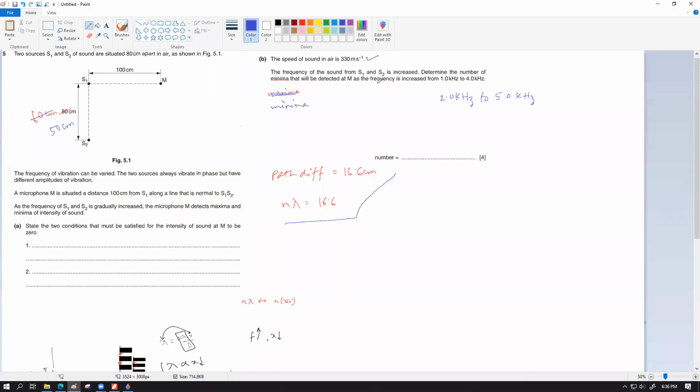We're trying to calculate how many minimas will be detected when the frequency is increased from 2 kilohertz to 5 kilohertz. So I'm changing the range for this one. Attempt this now, right now.